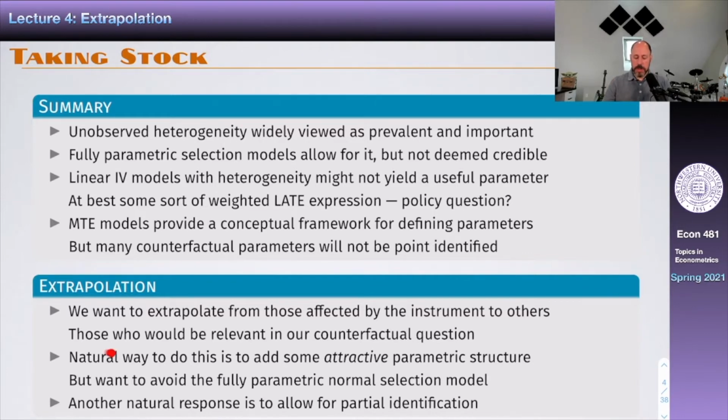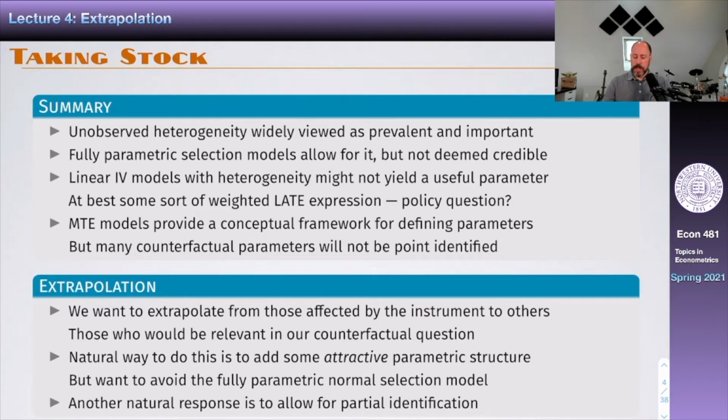So, a natural way to do this is to add some attractive, I wrote here, parametric structure, okay? Some fully parametric model. In this case, for example, it would be the normal selection model that we saw, that allows you to answer all these questions and extrapolate everywhere. But the problem is that these models have a lot of structure. And in principle, we would like to avoid that.